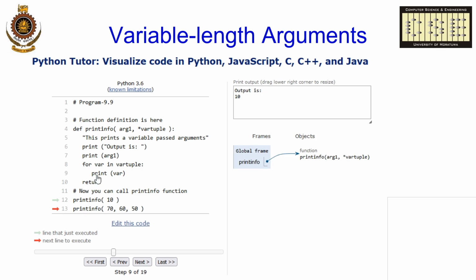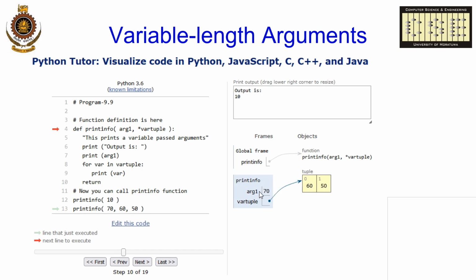In this case the first argument will be assigned to the arg1 parameter, and the other values will be assigned to the var tuple. So let's see what happens. You can see that arg1 is 70, but var tuple has a tuple created with 60 and 50 as values, and that is referenced as the var tuple argument in the function definition. Let's see what happens inside.